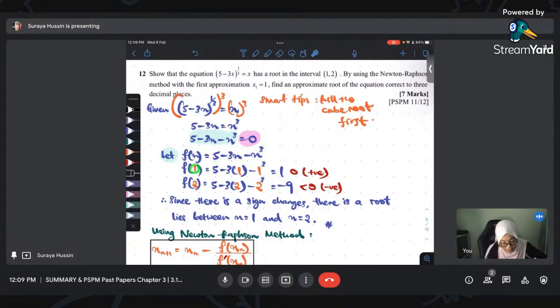Masukkan nilai. Nilai apa, Miss? Nilai yang wajib diberi pada kamu. Yang wajib dia suruh show. Dia mesti akan suruh show. Soalan ni tak akan dapat dielakkan. Sentiasa ada punya PSPM. Okay, so you got to show whether there is a root in between 2 points here, 1 and 2. Just masukkan ke dalam function kamu and then you will get 1 positive sign, 1 negative sign.